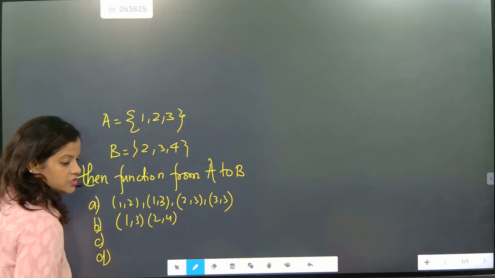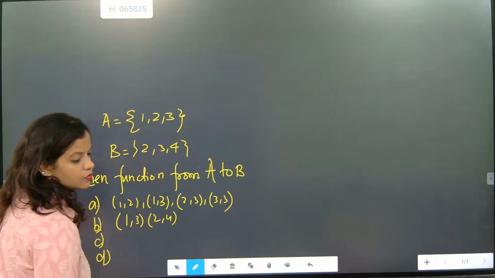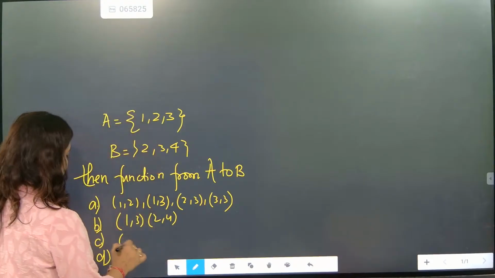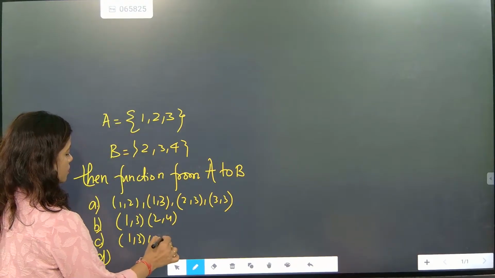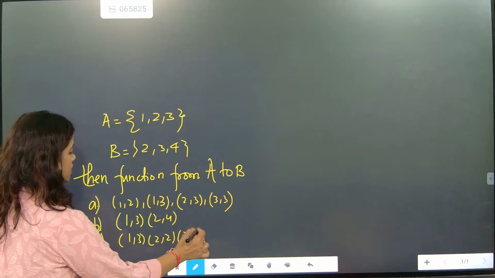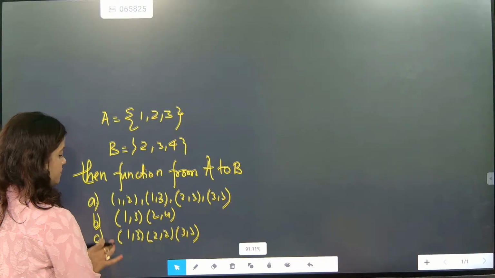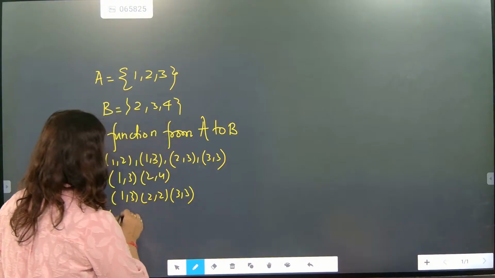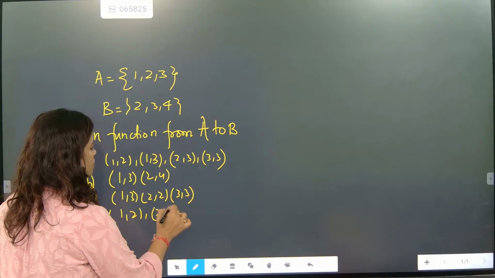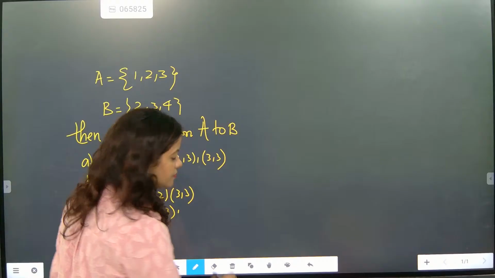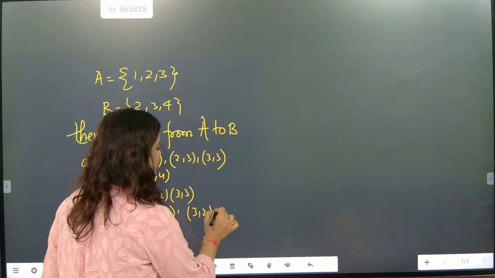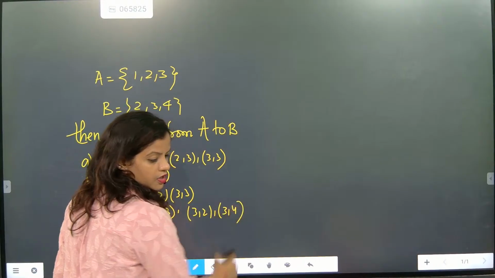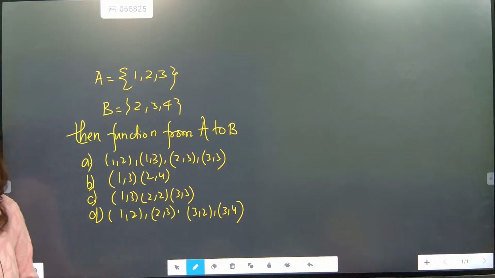Is it going to be a function? The next one is 1, 3, 2, 2, 3, 3. And the last part, but last but not the least, option D: 1, 2, 2, 3, and 3, 2, 3, 4. Your time starts now. Come on, go for it.